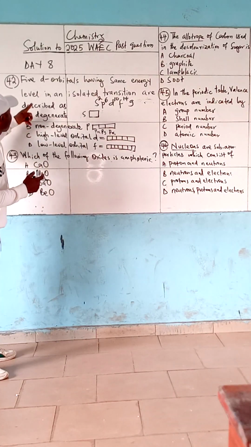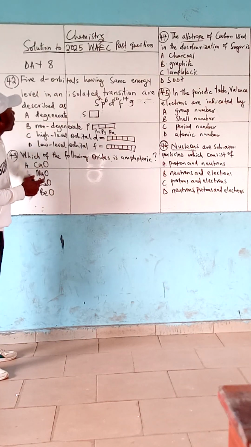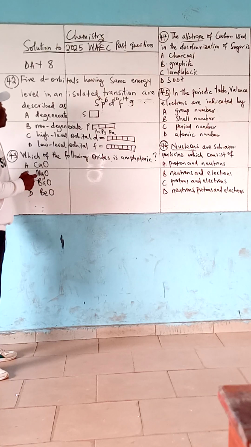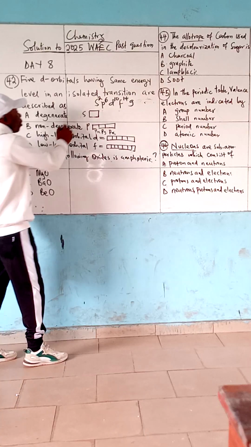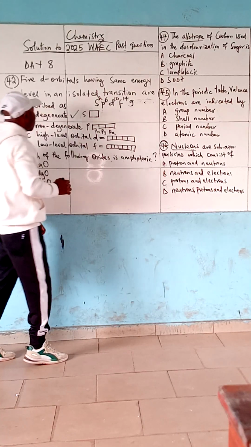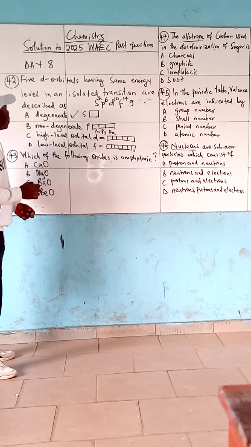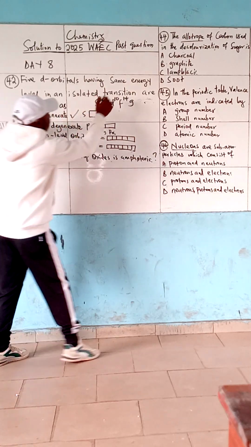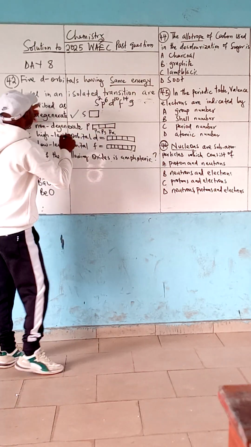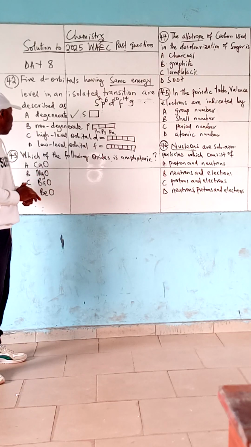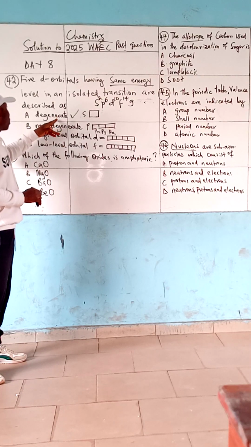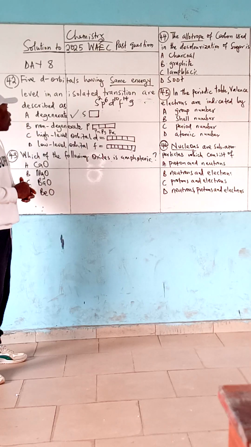Then the question says 5d orbitals having the same energy level in an isolated transition are described as that, because they have the same energy level. So the correct option is A, degenerate orbital.